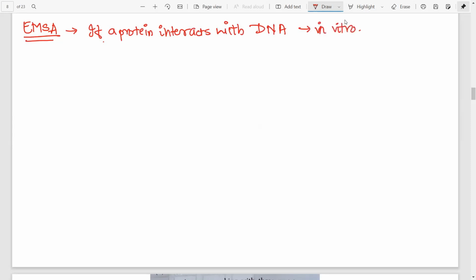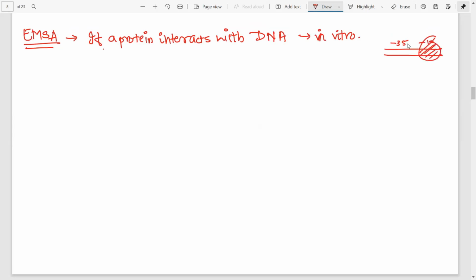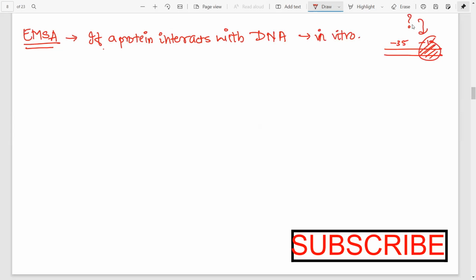Now, I can give you a very good example of an instance where you should do EMSA. When we discuss processes like replication, transcription, translation, we say that on the DNA, at say -35 or -10, a protein binds, right? So who told you this protein is binding to that particular part on DNA? How are you going to explain that this protein is definitely binding to DNA? One approach to doing this explanation is carrying out the EMSA technique.